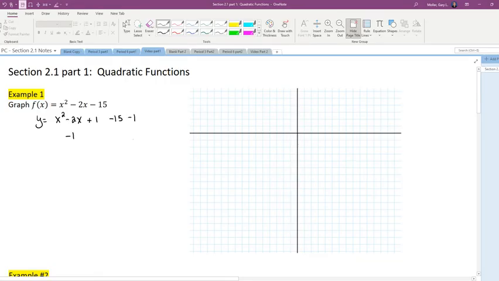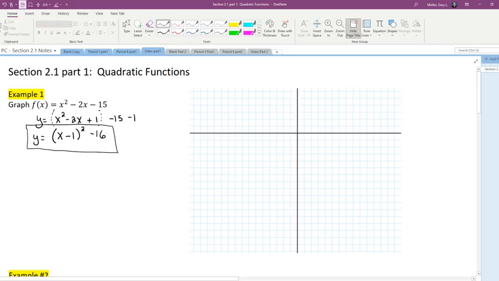You don't have to put this in parentheses. I'm just doing this as a visual for you. I'm taking that chunk and factoring it into x minus 1 squared. Negative 15 minus 1, of course, is negative 16. And we have now put this into vertex form. All right, and now it's easy to graph.